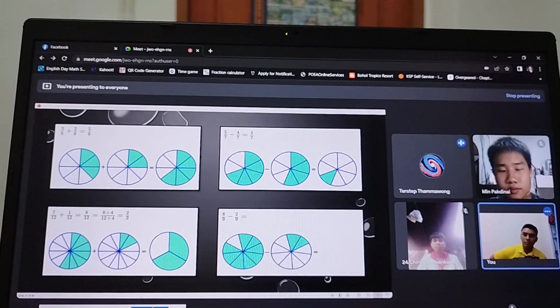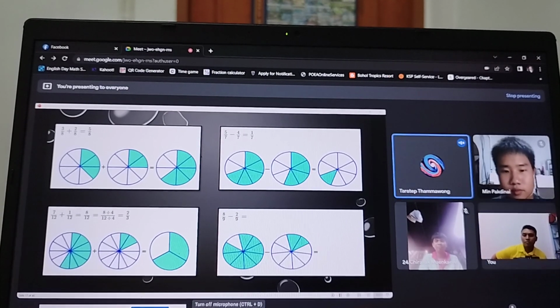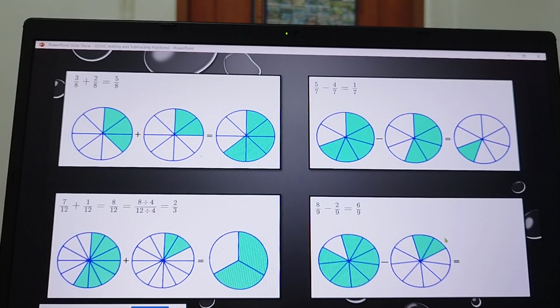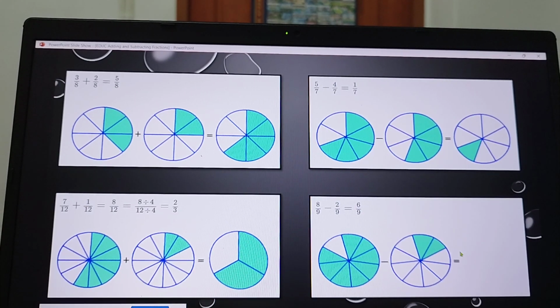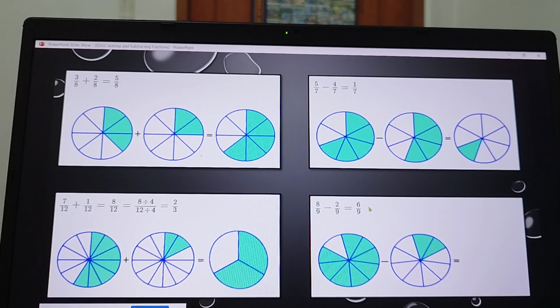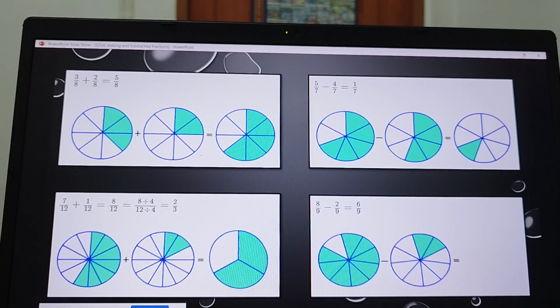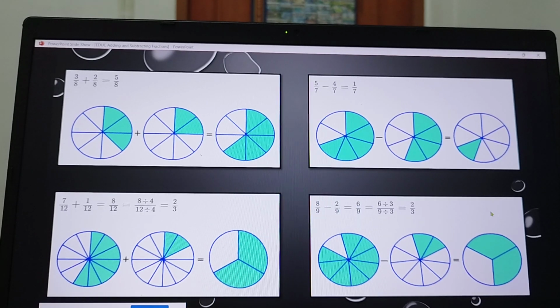Next, Taratip. 8/9 minus 2/9. Answer. 6/9. Okay, can you simplify 6/9? Yes or no? Yes. Okay, 6/9 divided by what number? 3. 6 divided by 3 equals 2. 9 divided by 3 equals 3. Okay, so the answer is 2/3. Thank you, Taratip, for answering.